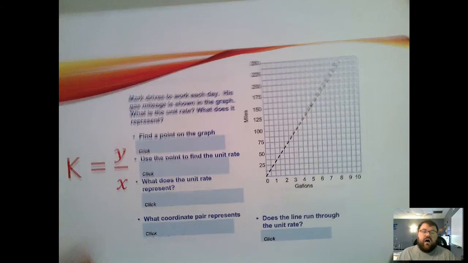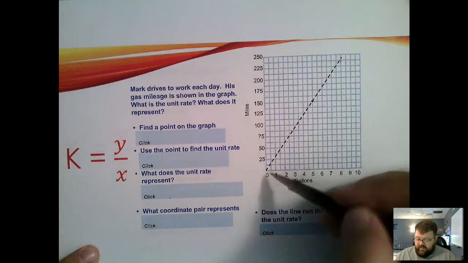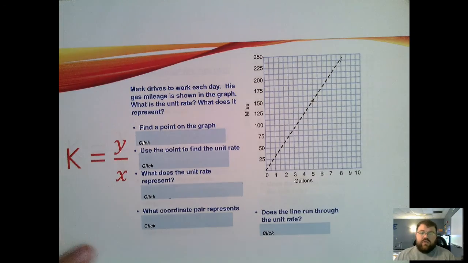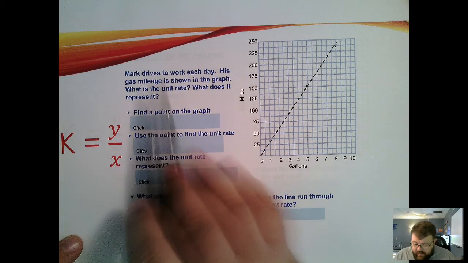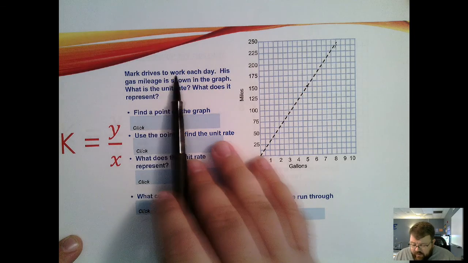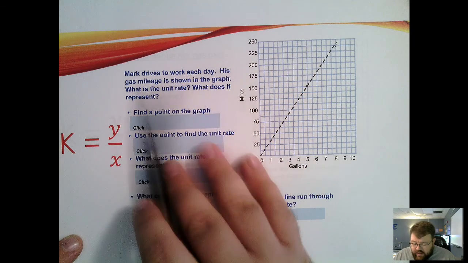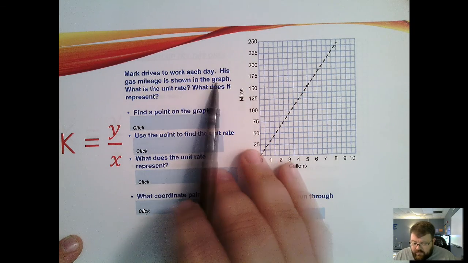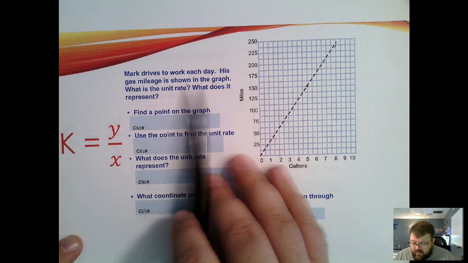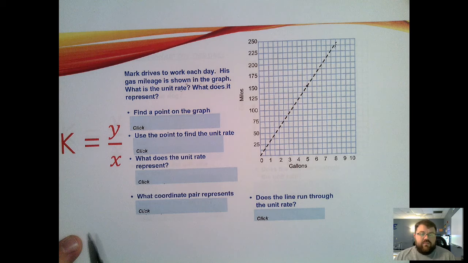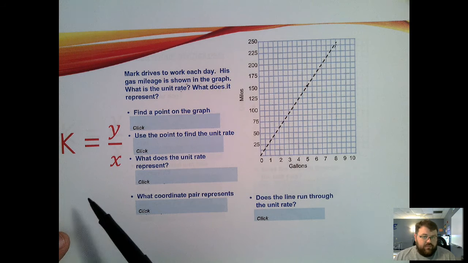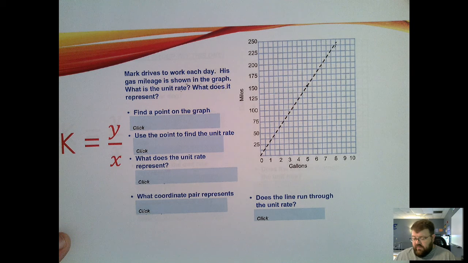Automatically, a straight line that goes through the origin, you should know that that forms a proportional relationship. Mark drives to work each day. His gas mileage is shown in the graph. What is the unit rate? What does it represent? So the first part, it says find a point on the graph. I'm going to pick that point for you. Okay, you may have chosen something different from me, but I'm going to pick the point for you.